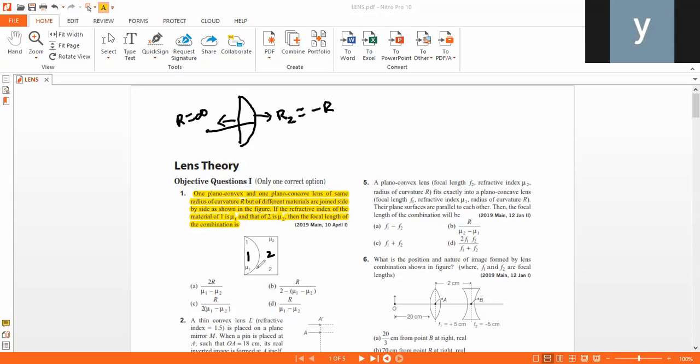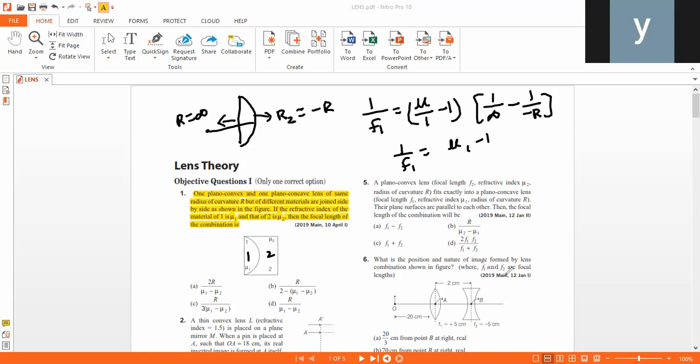So for material 1, I can write 1 by f1 equal to (mu1 minus 1) times (1 by infinity minus 1 by minus R). So 1 by f1 equals (mu1 minus 1) by R, because the first material has refractive index mu1. So I can write f1 equal to R by (mu1 minus 1). Similarly, I'll find f2.